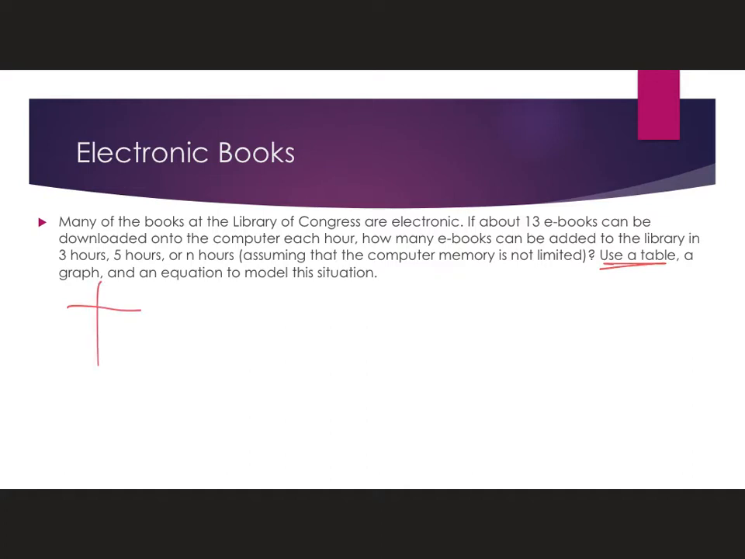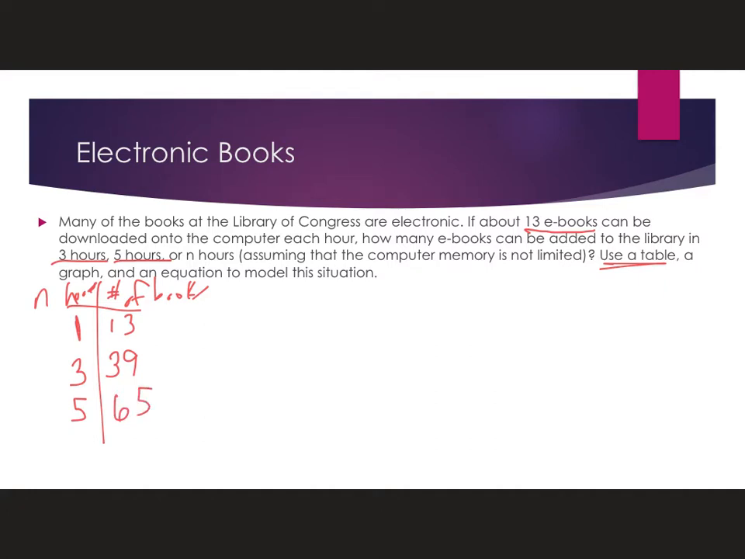So our table, this is hours, n hours, and then we have number of books. So in 1 hour, it says we can download 13 ebooks. So that in 3 hours, we could download how many ebooks? We could download 39 ebooks. In 5 hours, we could download 5 times 13, gives me 65 books.